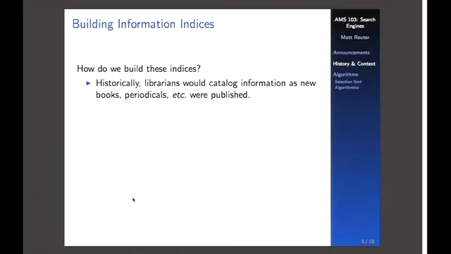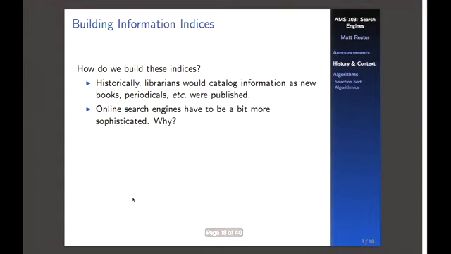Cool. Okay? But so what ends up happening instead? These online search engines have to be a bit more sophisticated. Again, why? Because there's just a huge volume of information. Historically also, when we were dealing with books and periodicals, they didn't get published all the time. Anything that got published had to go through the full editorial and publishing process where someone would have to read it, review it, print it, and ship it. Okay? And so could anyone with an opinion just go online and publish something? No, not really.